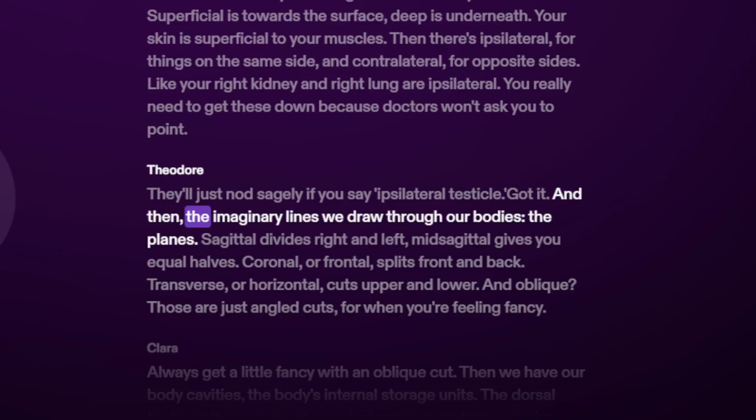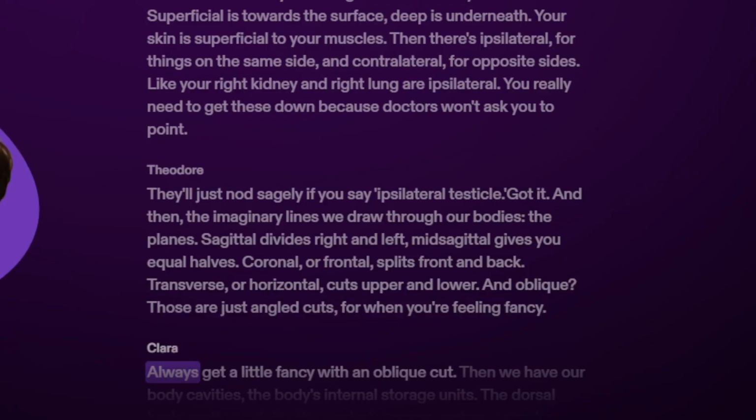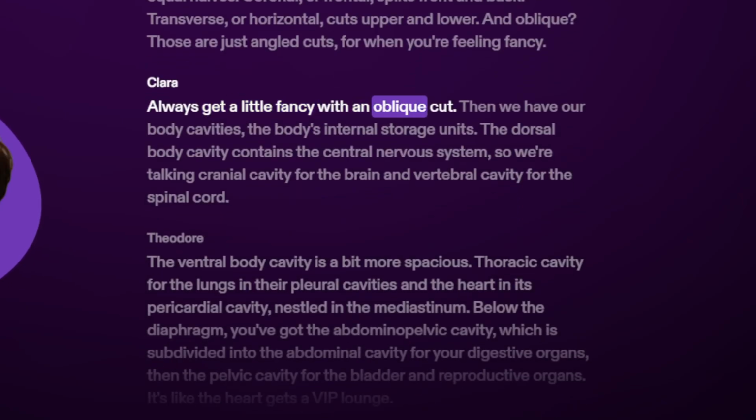Got it. And then the imaginary lines we draw through our bodies, the planes. Sagittal divides right and left. Mid-sagittal gives you equal halves. Coronal, or frontal, splits front and back. Transverse, or horizontal, cuts upper and lower. And oblique, those are just angled cuts for when you're feeling fancy. Always get a little fancy with an oblique cut.